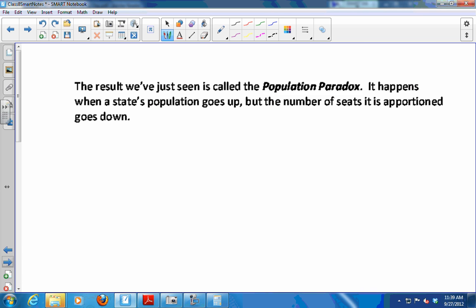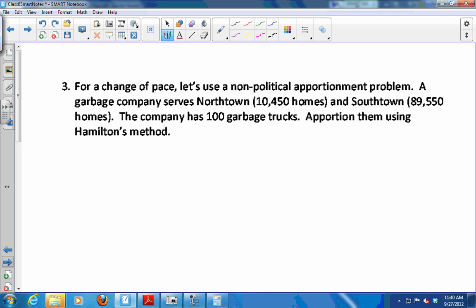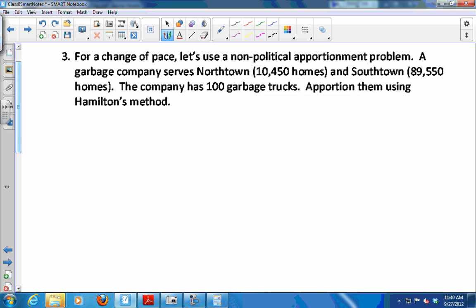But we need to know that vocabulary. So this is the population paradox. When a state's population goes up, the number of seats it's apportioned goes down. This is a major flaw, right? This is something that we would not want to happen in a good apportionment method. Seems as though if you get more people, you should have at least the same, if not more, seats. All right, that's 2 major drawbacks to Hamilton's method. There is one more. We'll see from this example.